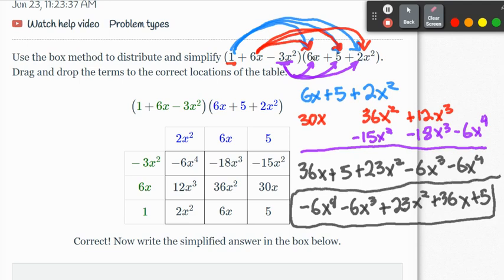So less structure, no box, but triple distributing and aligning my like terms will work just the same.